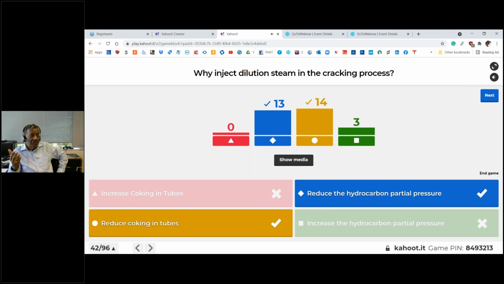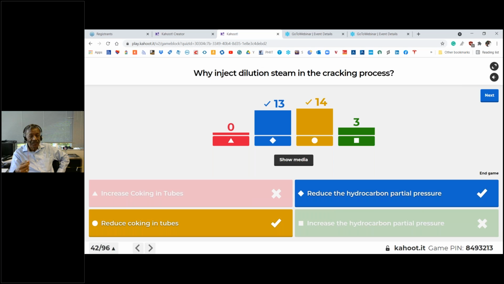So most of you got it correct. Steam is playing two important roles. One is reducing the hydrocarbon partial pressure. And if you have seen the reactions taking place, the lower hydrocarbon partial pressure favors the formation of ethylene and propylene and cracking reactions. So that is one benefit of injecting steam, to lower this.